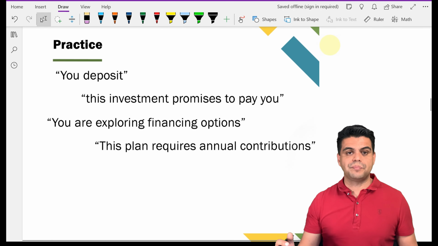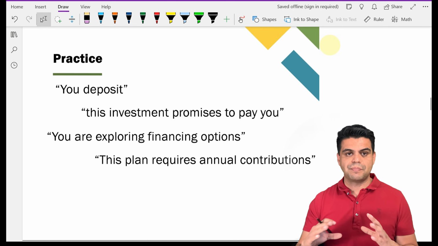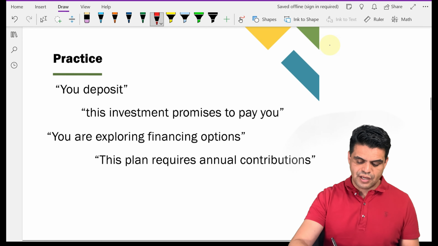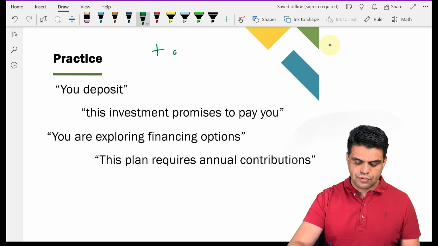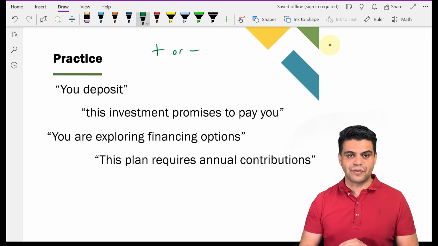So I've got a couple of practice problems here for you guys. You can stop the video here and go through these. What I want you to determine is, are these positive or are they going to be negative when you put them inside of the financial calculator? Okay, so I'm going to go through them now. Last chance to pause the video.